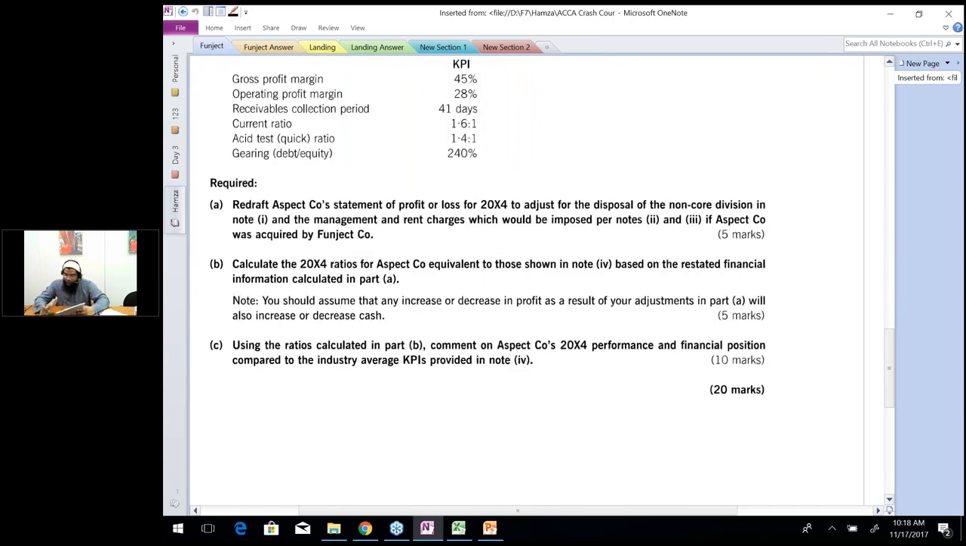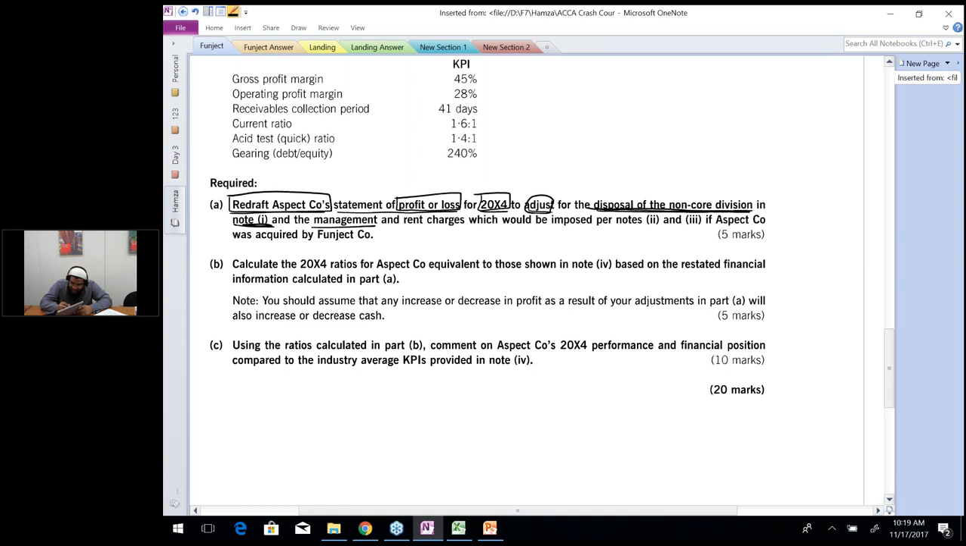So this is the requirement, where the question says to redraft Aspect company's statement of profit or loss for 20X4 to adjust for the disposal of the non-core division in note number one. So there is something included in the income statement that relates to the disposal of the non-core division, and we are going to remove that.